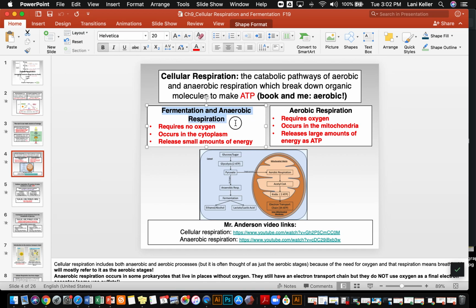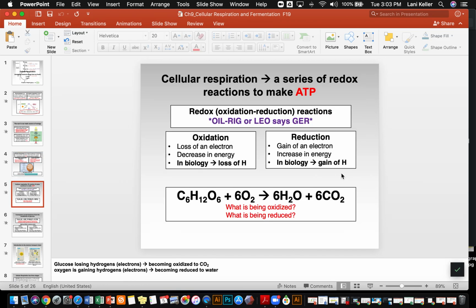You can have fermentation and anaerobic respiration, requiring no oxygen, occurring in the cytoplasm, releasing a little energy, or you can have aerobic respiration, meaning you are using oxygen, it's going into the mitochondria, and you're releasing a huge amount of ATP. Cellular respiration is a series of redox reactions.